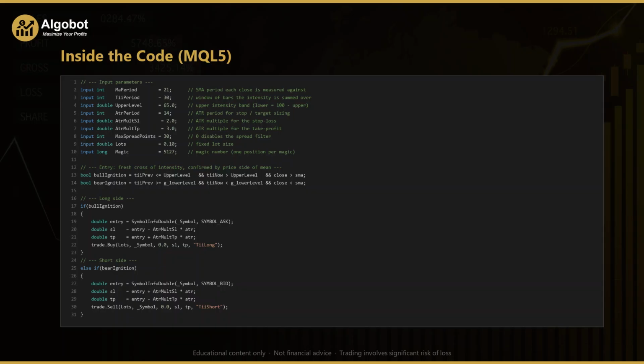There's also a spread filter, a fixed lot size, and a magic number. Now to the heart of it. The two Boolean lines define the setups.